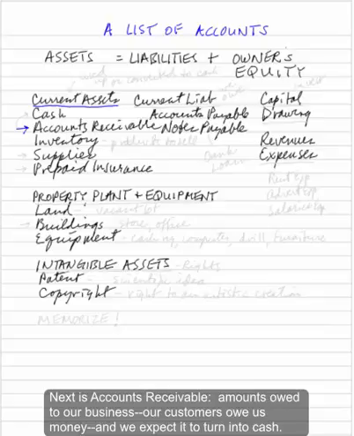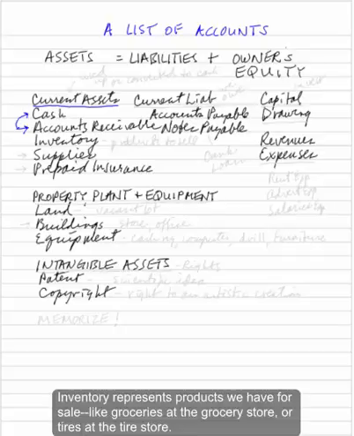Accounts receivable represents amounts that are owed to me. If it's my business and I have an account receivable, somebody owes me money. The thing we want to think about is that the accounts receivable, when you collect them, will turn into cash. We also have an account called inventory. This represents products that you have to sell.